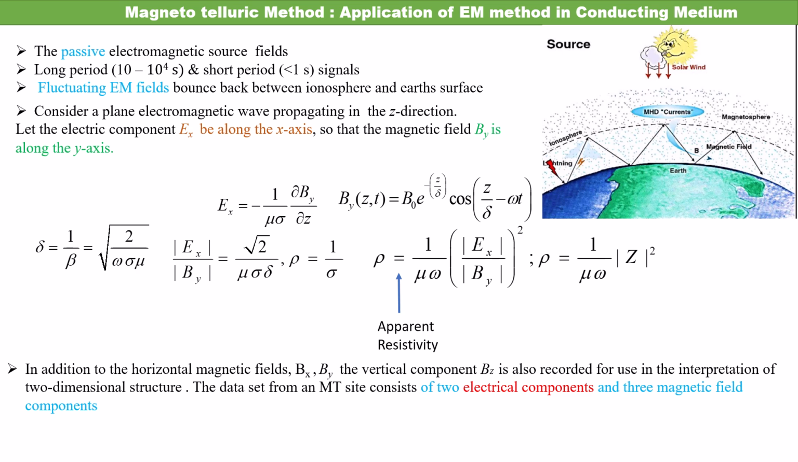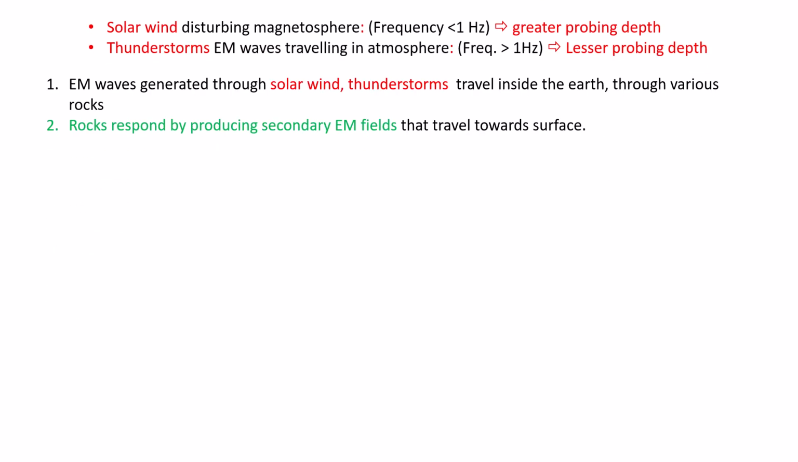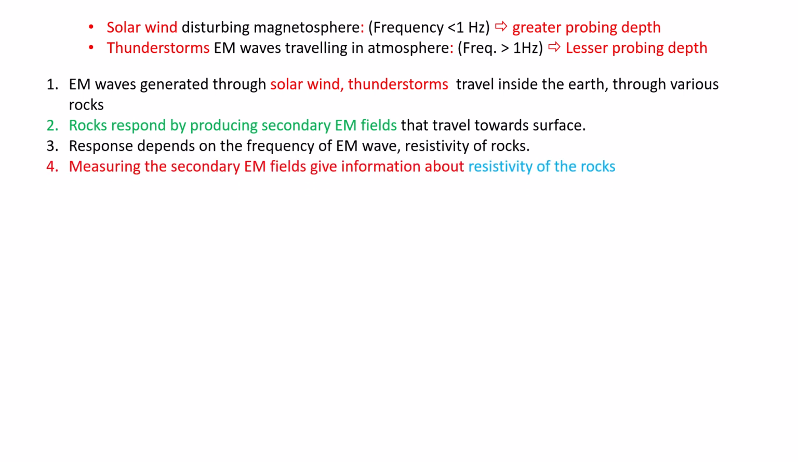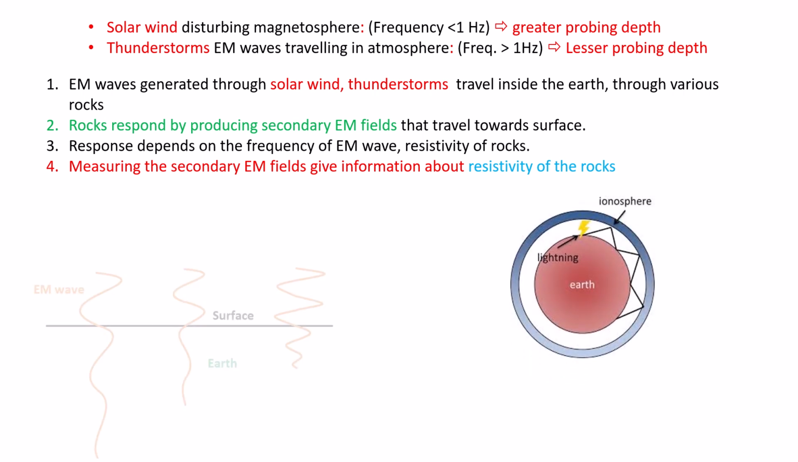And the pictorial description of the MT pattern is always there. The solar wind produces an electromagnetic wave. The ionosphere reflects it back to the earth, and that is a passive electromagnetic signal that will be recorded. There will be a frequency range of below 1 hertz and greater than 1 hertz with greater probing depth and lesser probing depth. Whatever electromagnetic wave is generated by that source, solar wind and thunderstorms, will travel inside the earth. So they will encounter various types of rocks. The rocks will produce the secondary electromagnetic field, and depending upon that we can measure the resistivity of the rock, and that will be dependent upon the secondary electromagnetic field.